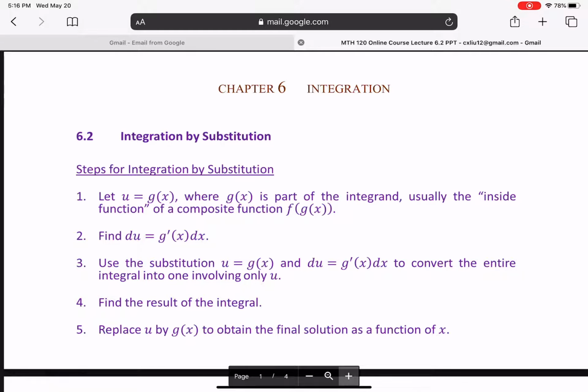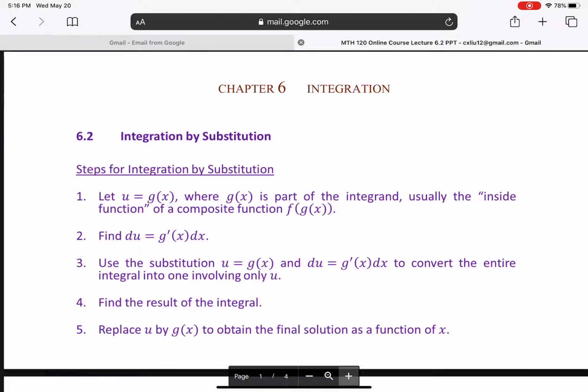That will deal with integrals involving composite functions. And so here are the steps for integration by substitution. Step 1, let u equal to g of x, where g of x is part of the integrand, usually the inside function of a composite function f of g of x. So we just let u equal to the inside function g of x, or define a new variable u.